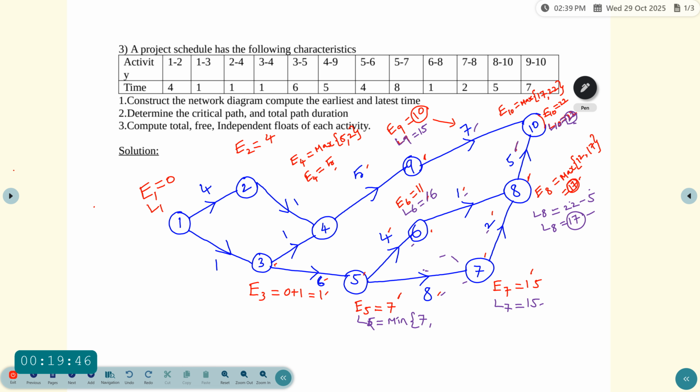Comma, and then another event which is 6, value for 6 which is 16 and then subtract the duration 4, 16 minus 4 is equal to 12. So which one is minimum? 7 is the minimum. So you have to write L5 equal to 7.